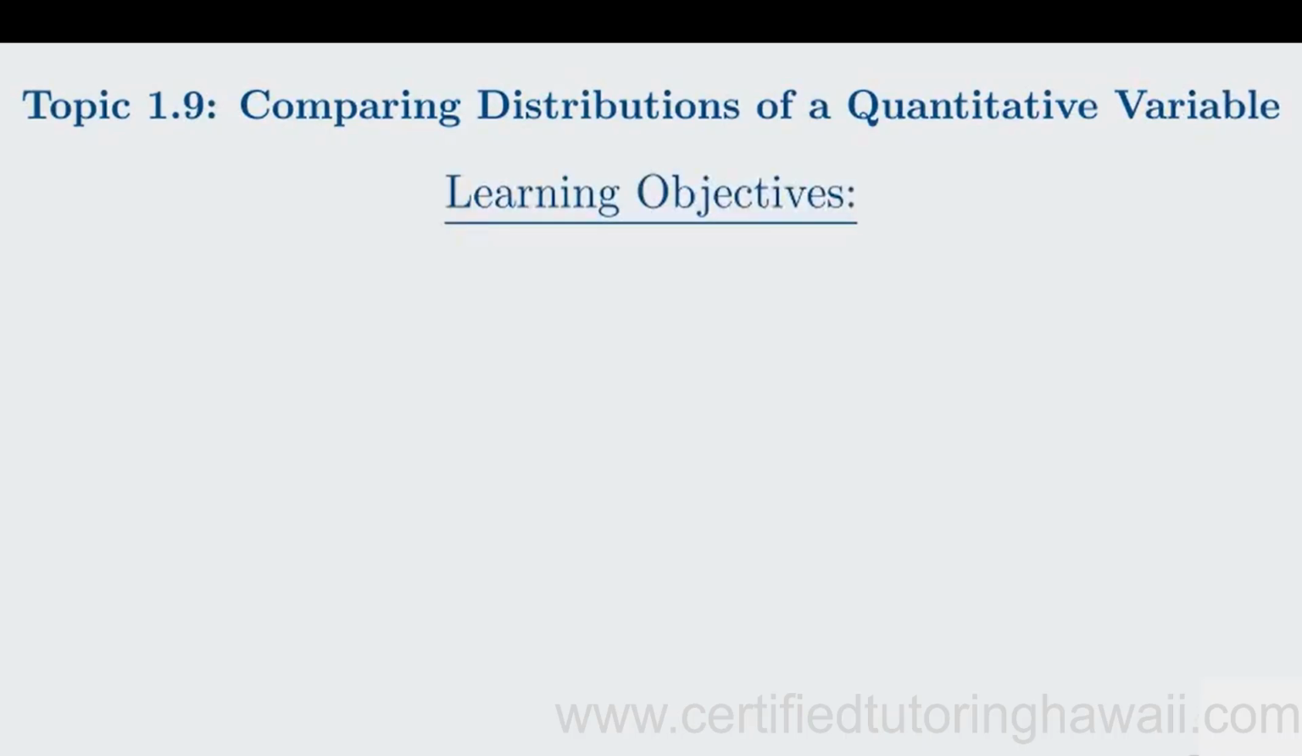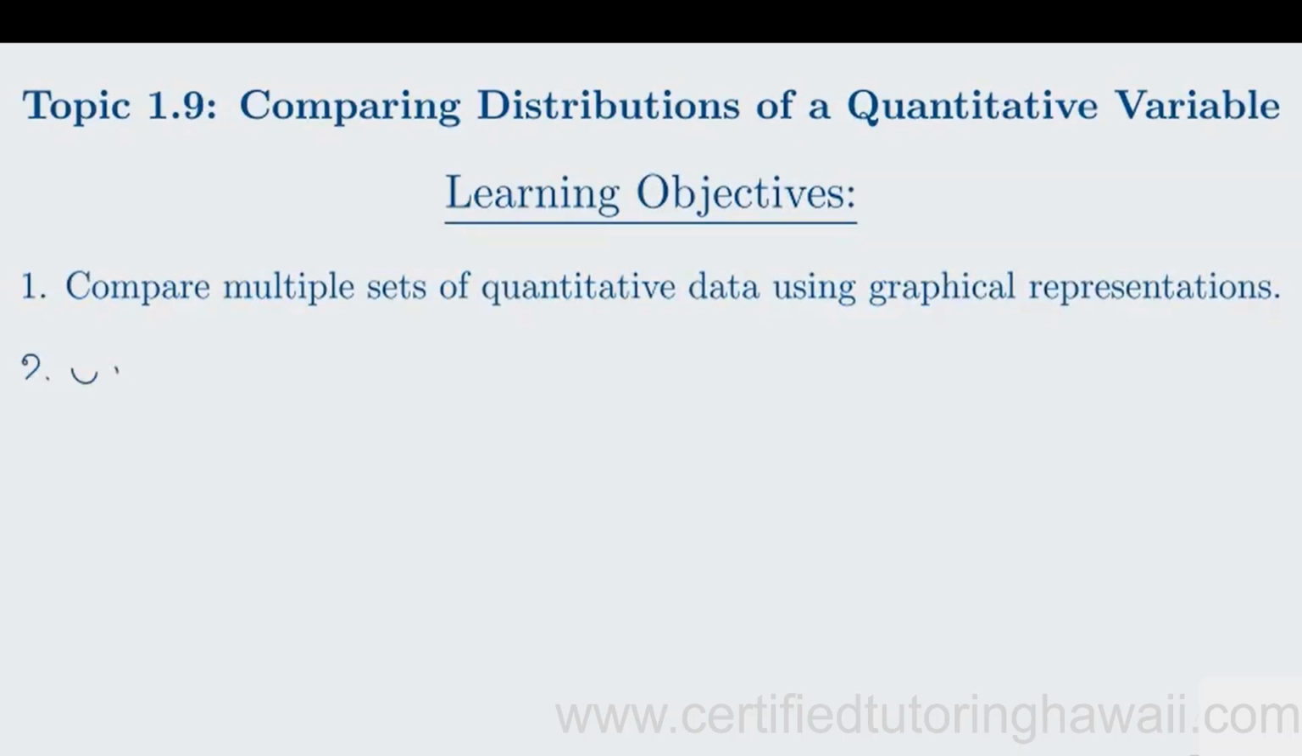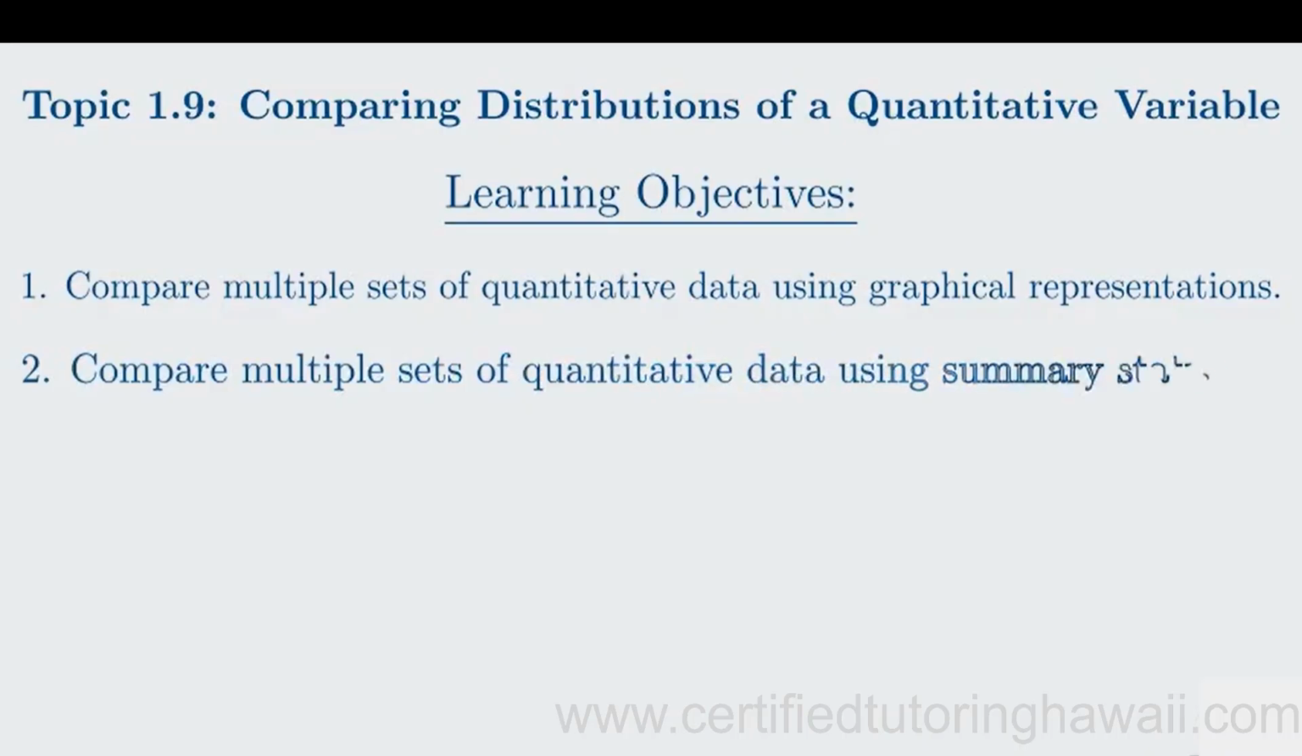Welcome to our deep dive into AP Statistics Topic 1.9. Today, we focus on a critical skill for any data scientist: comparing distributions of a quantitative variable. By the end of this lesson, you will be able to look at two or more independent samples and explain how they differ or align in terms of their shape, center, and spread.